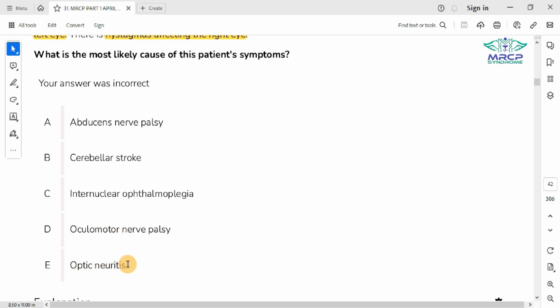And optic neuritis. Optic neuritis usually comes with the features of visual loss or loss of color vision. There may be loss of visual acuity, and this is usually associated with pain. This is also not related to eye movement dysfunction or diplopia. There will also be features of relative afferent pupillary defect, RAPD, in a patient with optic neuritis. Optic neuritis is most commonly seen in a patient with multiple sclerosis.